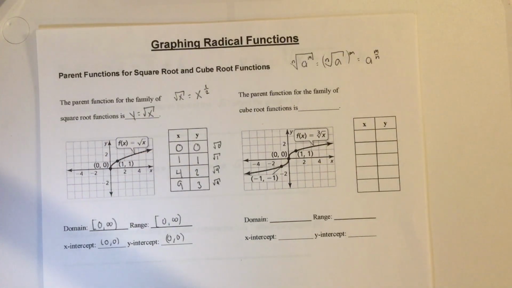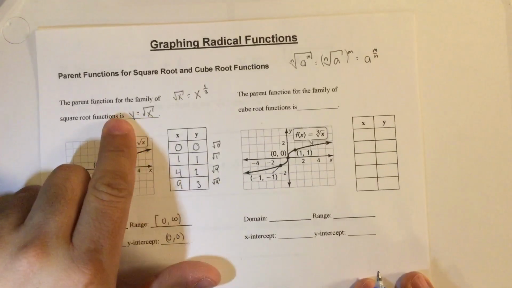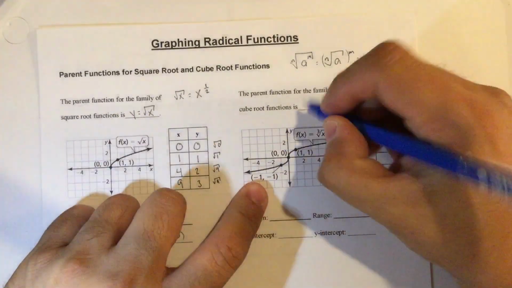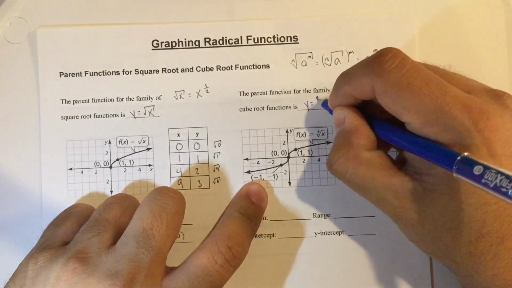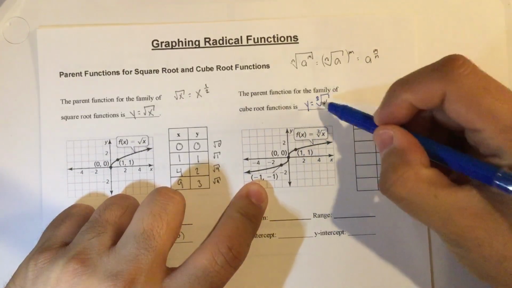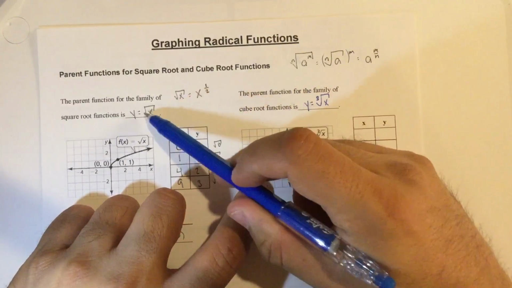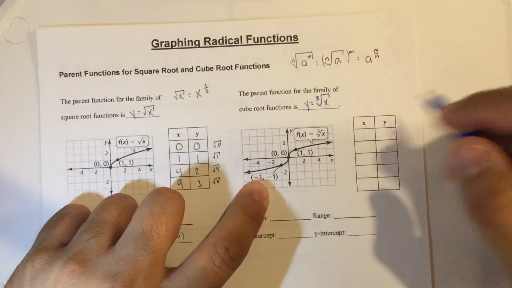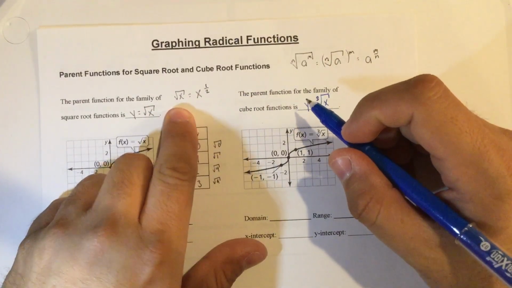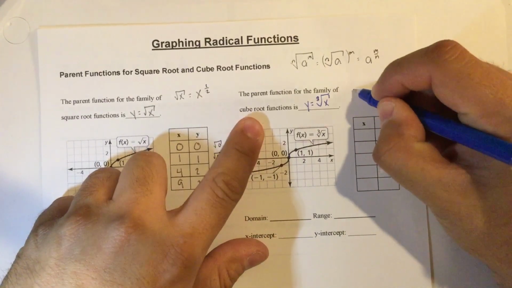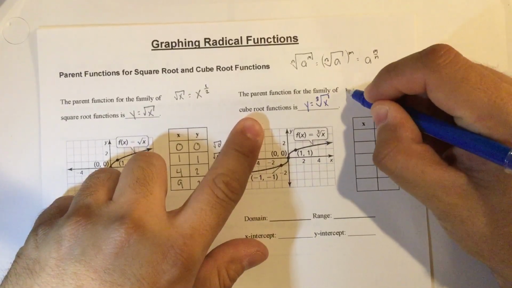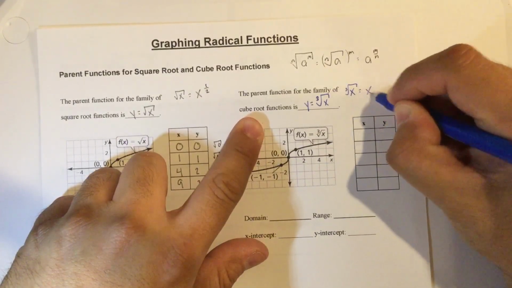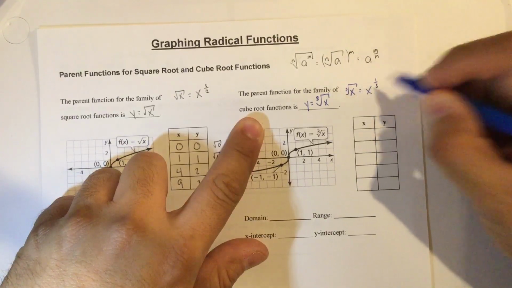All right, for the next one, the parent function for the family of the cube root function is, so this was y equals the square root of x, and this one would be y equals the cube root of x. So in the index, we have a 3. If there's no number, it's understood it's the square root, just like this one, the square root equals x to the 1/2 power. Hopefully you can make the connection that the cube root of x is equal to x to the 1/3 power.